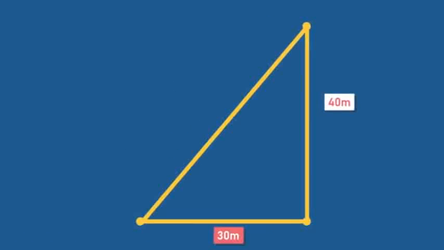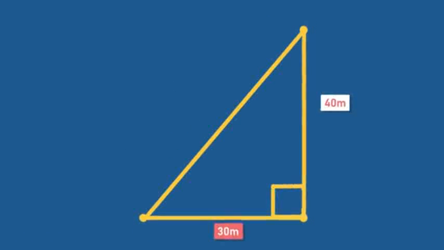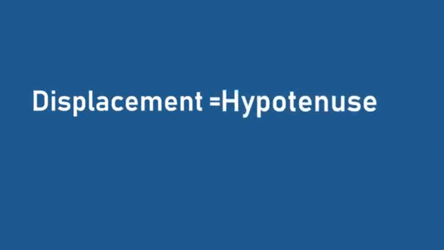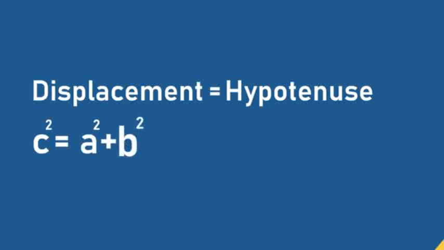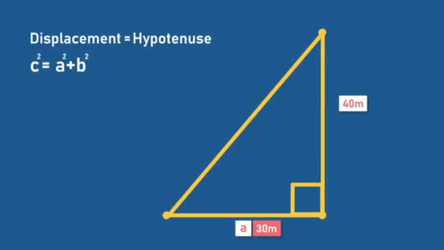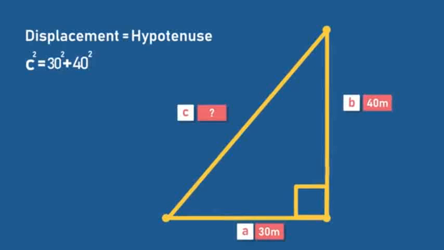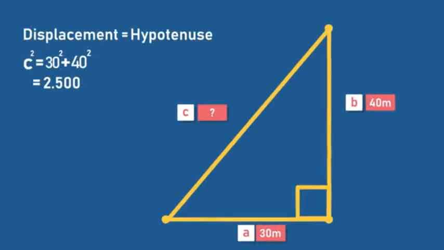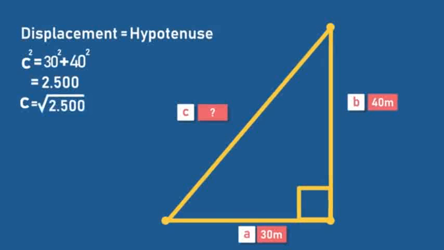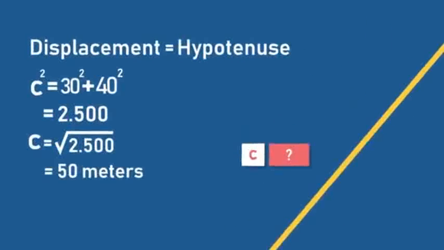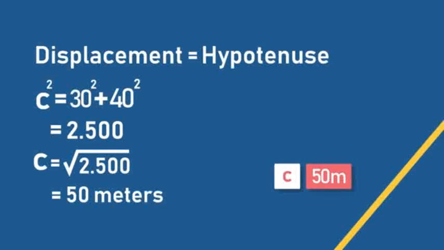If we look at this figure closely, we can see that this path forms a right triangle. Thus, we can calculate the displacement by solving the hypotenuse of the triangle using the formula c squared equals a squared plus b squared, where a is the base of the triangle, b is the perpendicular, and c is the hypotenuse. Inserting the values, we get c squared equals 2,500 meters, c equals square root of 2,500, which is equal to 50 meters, much shorter than the actual distance of 70 meters.